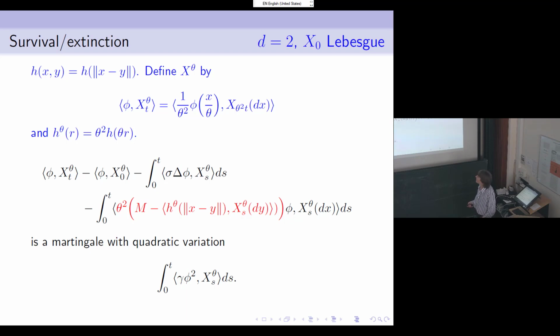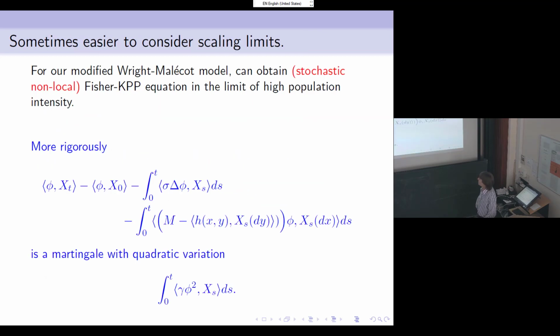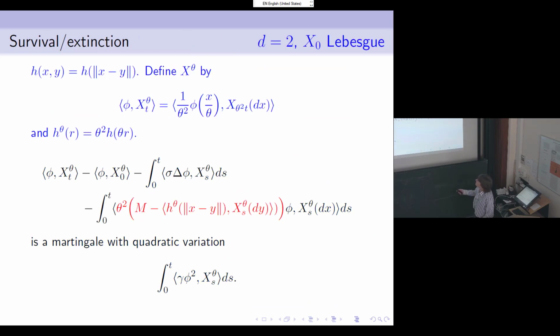Okay, so let's go back to that clumping, that survival extinction for my modified version of the Wright-Malécot model. And I should say, at the top of the slide it said it, a la Bolker-Pacala. A model along these lines was introduced by Bolker-Pacala into the ecology literature in the 1990s, I think. Okay. So let's choose our interaction to be a function just of separation. So it could, for example, be an indicator function, and more generally it could be that the influence that other individuals have on me decays with distance.